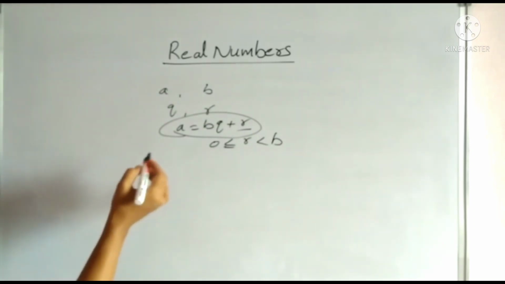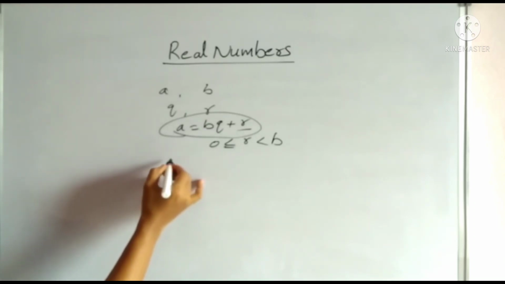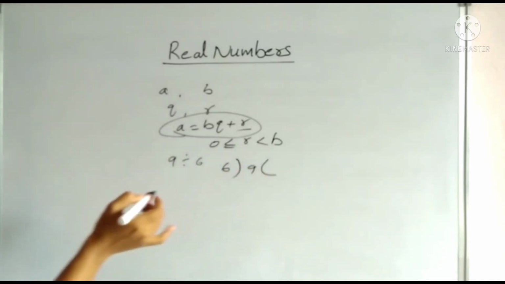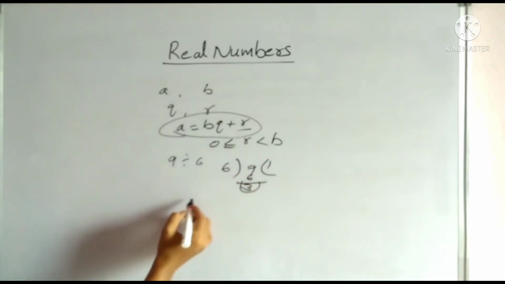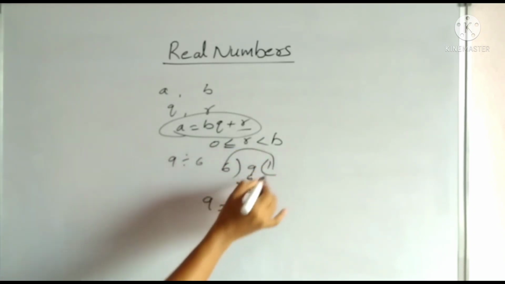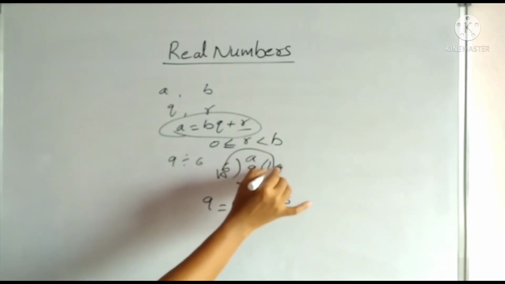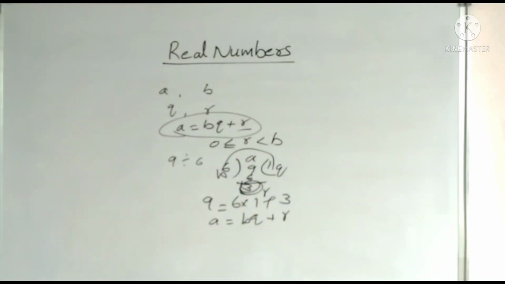And from your 6th class, you know what is division algorithm. For example, 9 divided by 6. Here 9 is being divided by 6. How many times will it divide? 6 ones are 6 and the remainder is 3. So we can write this 9 as 6 into 1 plus this 3. So this is A, B, Q, R. So A is equal to BQ plus R. So this is division algorithm. This is not new to you, but the name itself has changed. So this is Euclid division lemma or Euclid division algorithm.